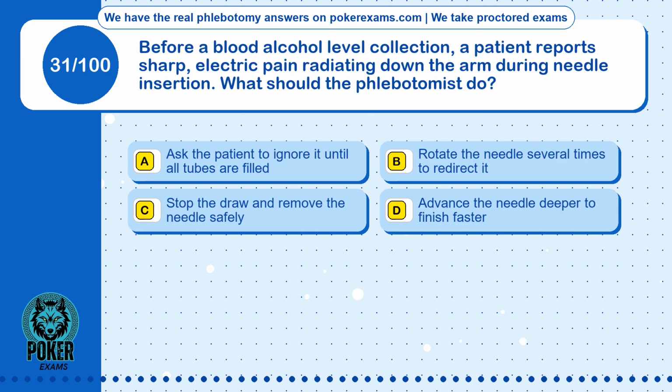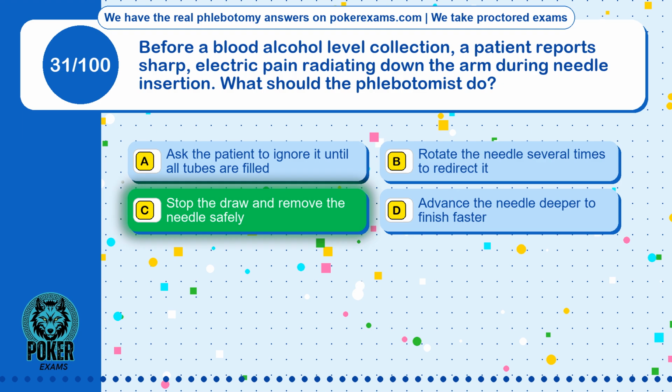Question 31. Before a blood alcohol level collection, a patient reports sharp, electric pain radiating down the arm during needle insertion. What should the phlebotomist do? Option A. Ask the patient to ignore it until all tubes are filled. Option B. Rotate the needle several times to redirect it. Option C. Stop the draw and remove the needle safely. Option D. Advance the needle deeper to finish faster.